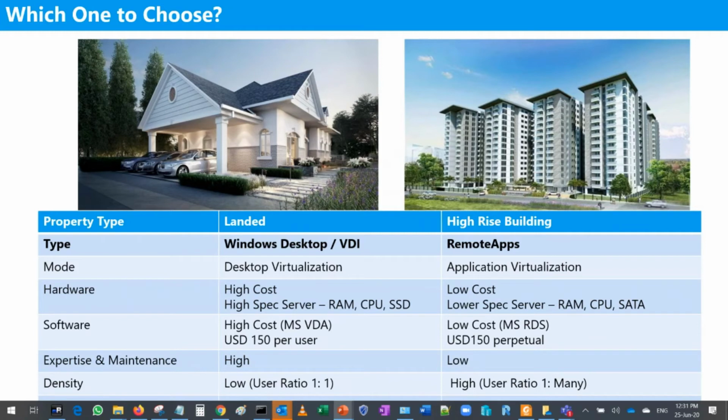So the ratio between the landed and high-rise buildings is 1 to 1, which is the density of the landed, one household for one landed property. But for high-rise buildings, the density will be high, with users being one to many, meaning one building can have multiple tenants staying in there. And often we see hundreds or thousands in a condominium environment.